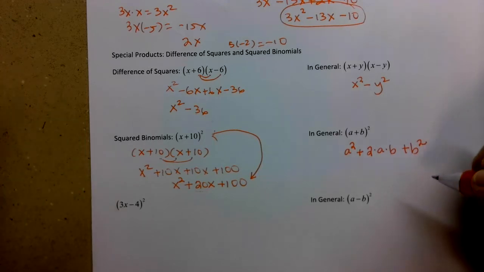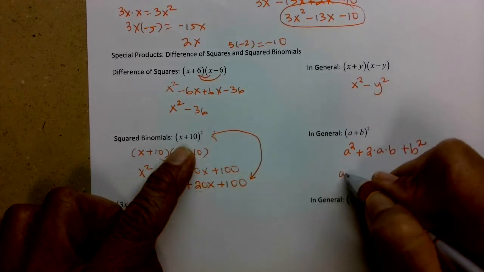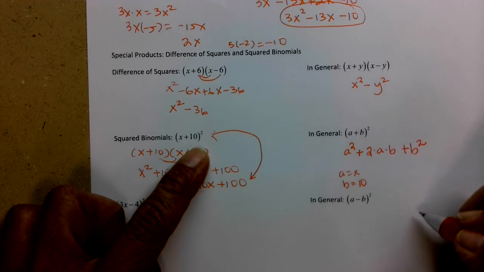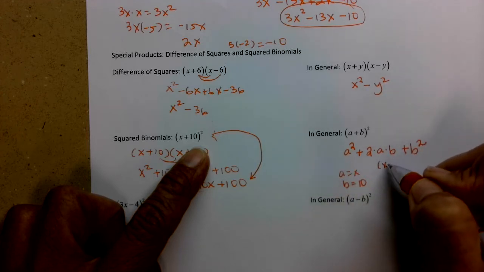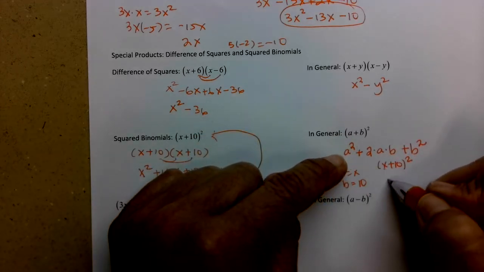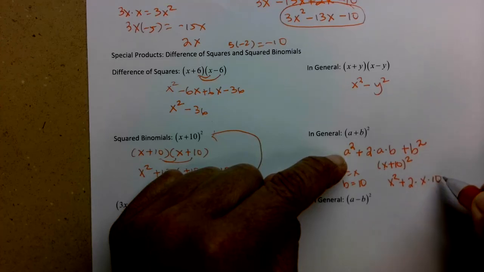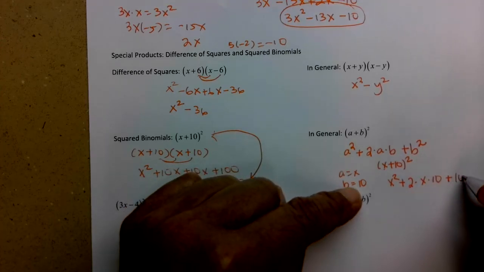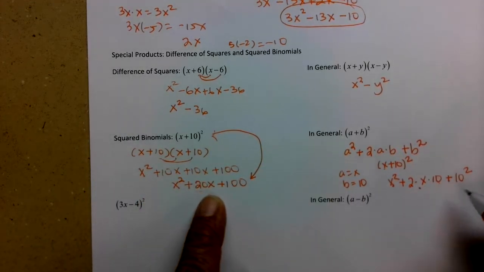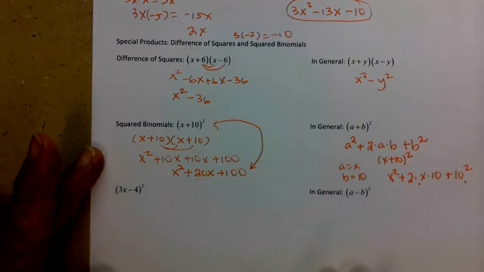Okay? So let's just make sure that that's going to work for what we had right here. So a would be played by x, and b is being played by 10. So if I just follow the pattern of x plus 10 squared, it would say I want x squared plus 2 times x times 10 plus 10 squared. So there's my x squared, there's my 20x, and there's the 100. Okay?